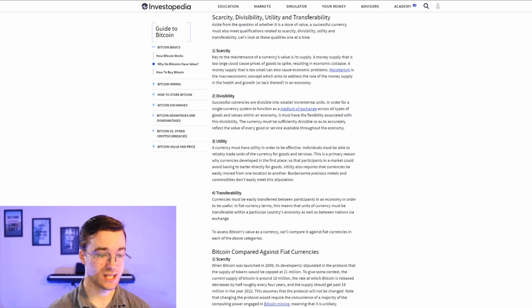A currency must have utility in order to be effective. Individuals must be able to reliably trade units of the currency for goods and services. This is a primary reason why currencies developed in the first place, so that the participants in a market could avoid having to barter directly for goods. Utility also requires that currencies be easily moved from one location to another. Burdensome precious metals and commodities don't easily meet this stipulation.